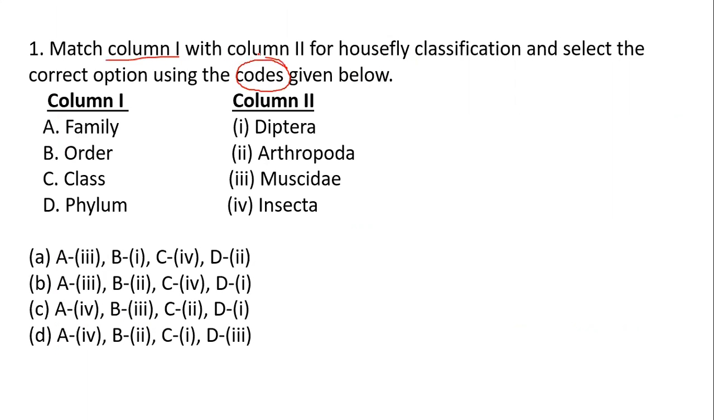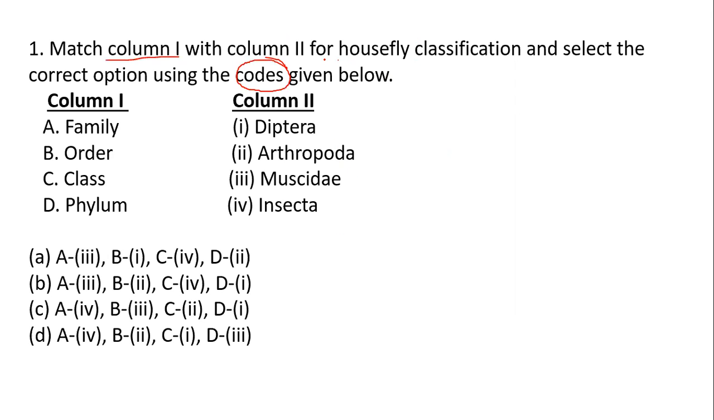So you have four different options, four different columns. That is column 1 and column 2. Four different words have been given, and you have to assign the correct chords and match the following. Let's match it together. Family. What is a family? After reading all these things, you will understand that it is a housefly.